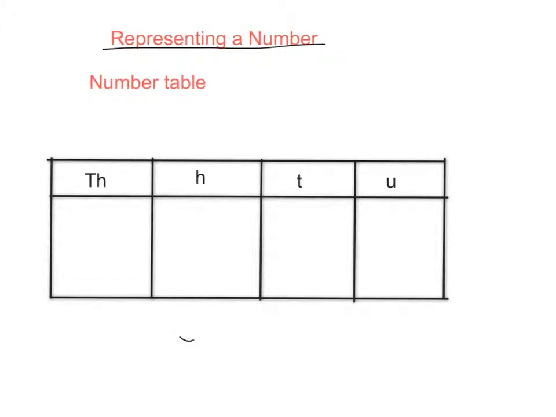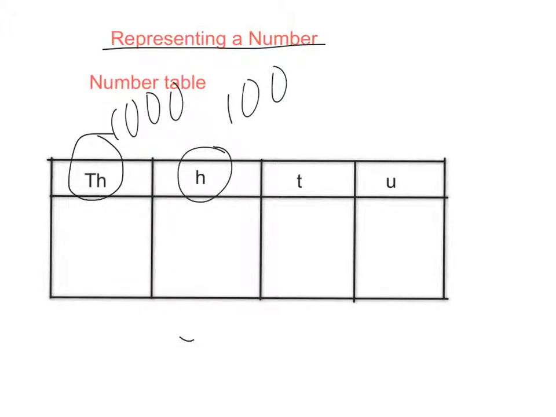representing a number. A great way to do this is with a number table. Now remember, this TH here stands for thousand. This H stands for hundred. This small t stands for 10, and this U stands for unit or 1.